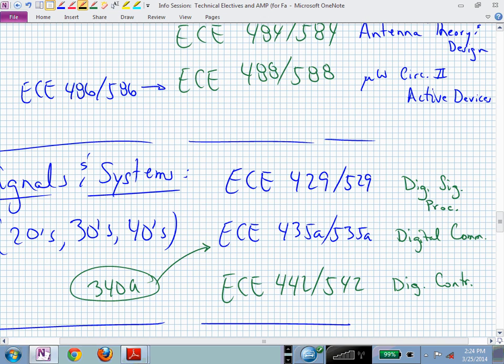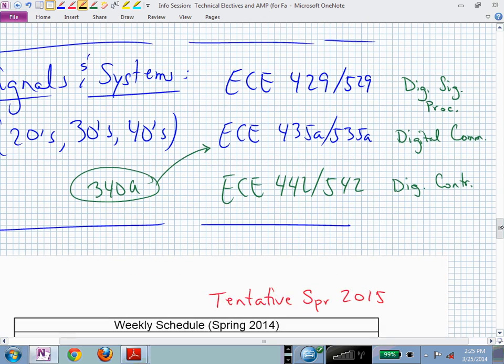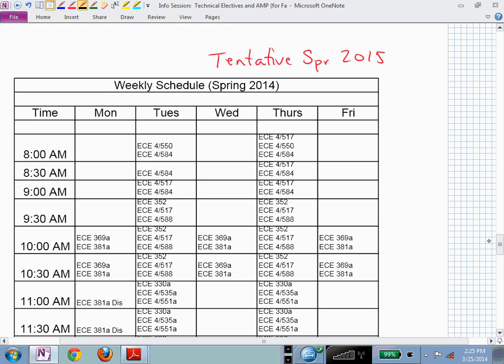So 429, Digital Signal Processing. How do you build filters, digital filters, so that you can process signals digitally? 435A, how do you design communication systems, digital communication systems? And so these are, in the spring, these are all digital. 442 is the digital controls class. How do you control things with a processor, a digital processor?